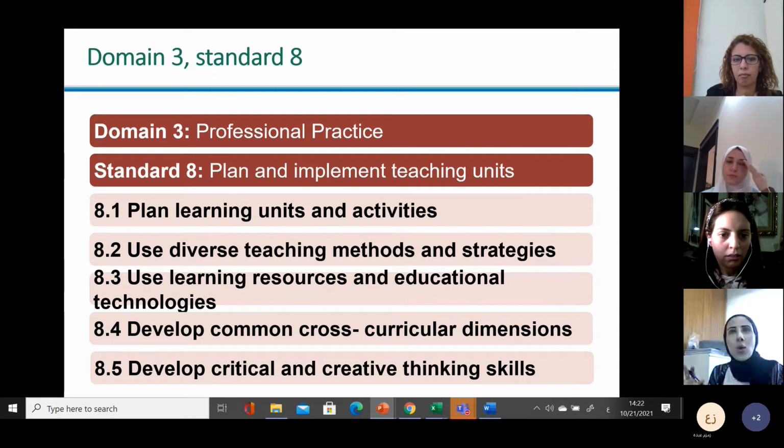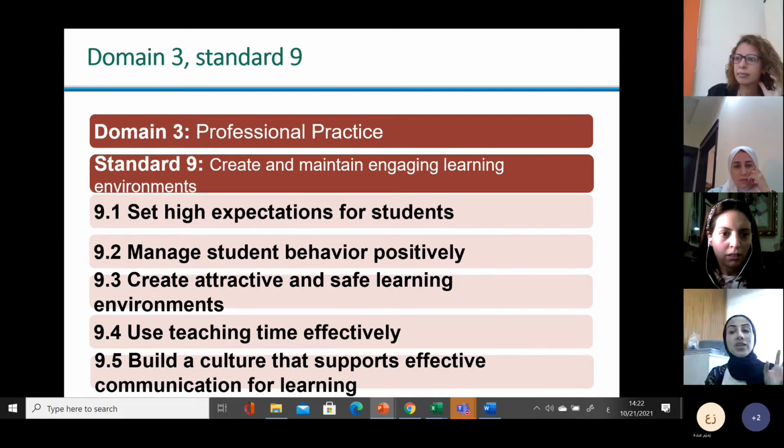Why do I call it common cross-curricular dimensions, and how to develop critical and creative thinking. In standard number 9, we're going to talk about setting high-level expectations for students, managing students' behavior, creating attractive and safe learning environments, using teaching time effectively, and building a culture that supports effective communication for learning.